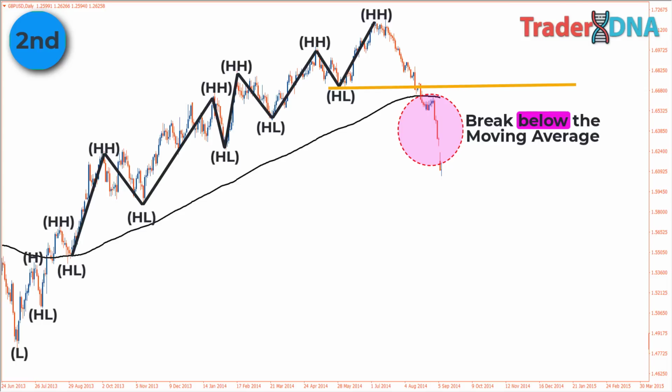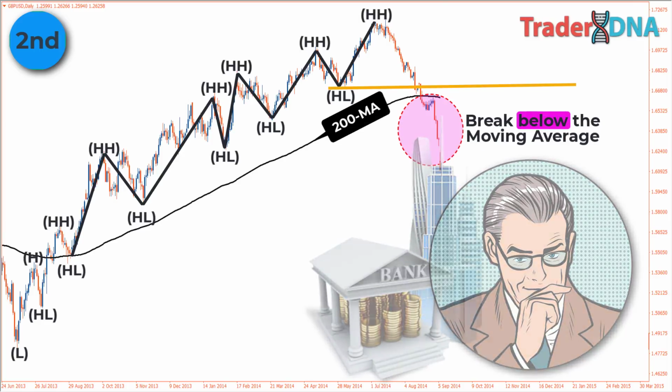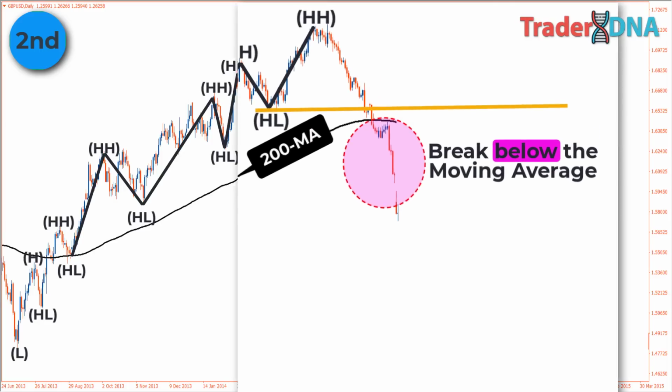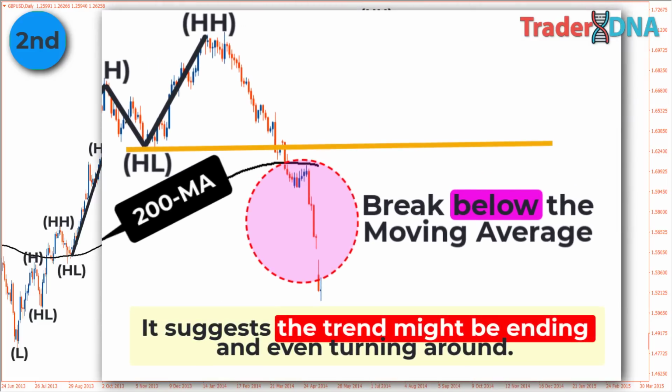When you use certain moving averages, it's like having support from big traders. Imagine the 200-day simple moving average. It's a number that many big banks and fund managers pay attention to. If a market drops below this 200-day moving average, it's a significant sign. It suggests the trend might be ending and even turning around.